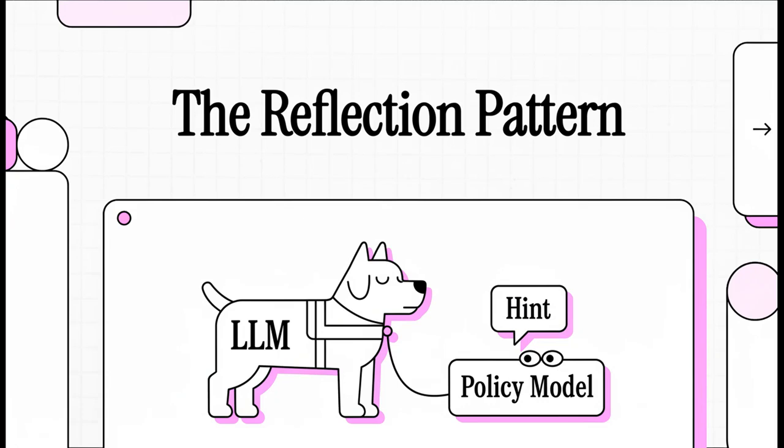All right, let's jump right in. Today, we're talking about something pretty cool, an AI pattern that lets a model basically become its own editor. It's called the reflection pattern, and it's all about a clever idea.